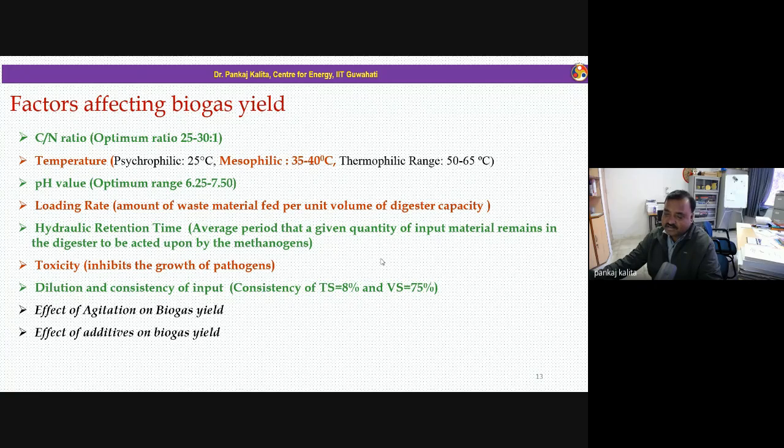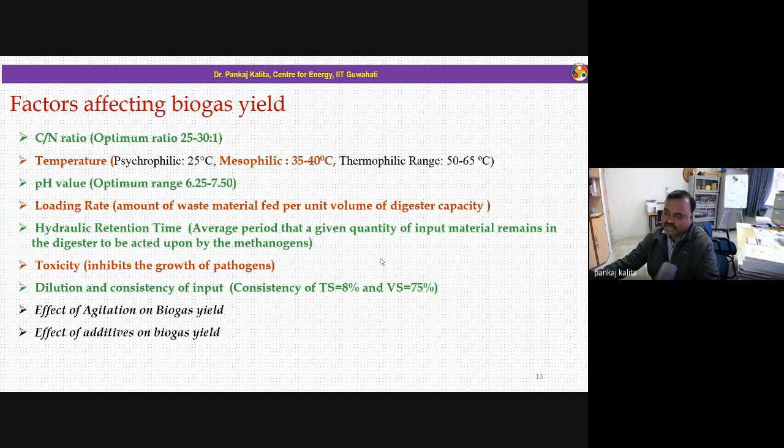Toxicity is also very important, because we cannot give substances which are not good for microbial growth, something like soaps. We should not allow people to put soaps or this kind of material into the biogas plant, because this will inhibit the growth of microbes. Then dilution and the consistency of input, like the amount of total solids, has to be constant, and volatile solids to be maintained at about 75.